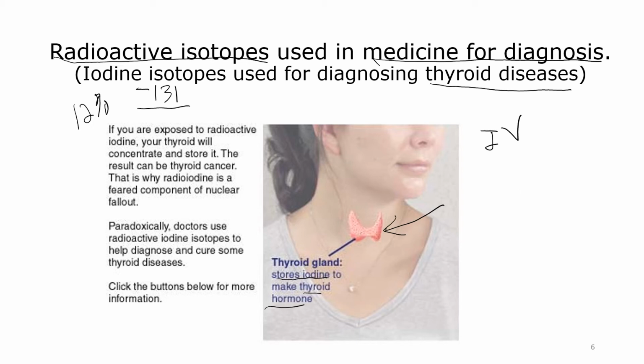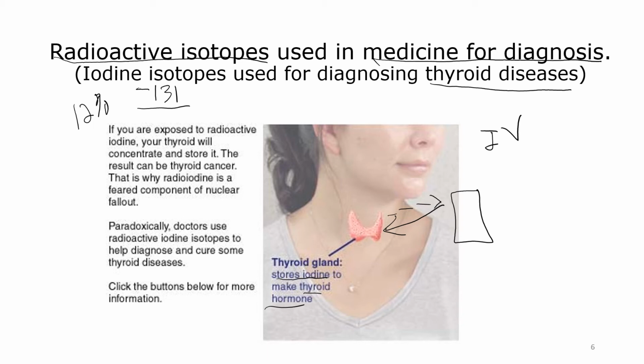So what they can do is put an instrument near your thyroid that can detect radiation. So they can detect the amount of radiation coming from your thyroid from the iodine-131 to determine if you're absorbing more or less iodine than you can normally absorb. So this is one way you can determine if your thyroid is operating properly.